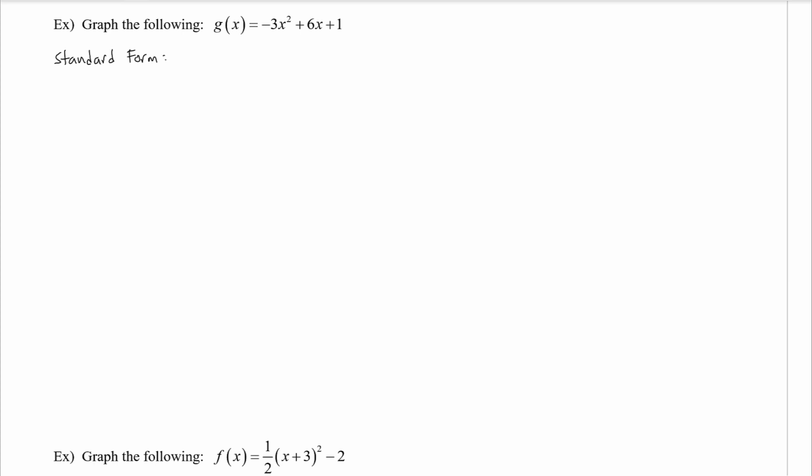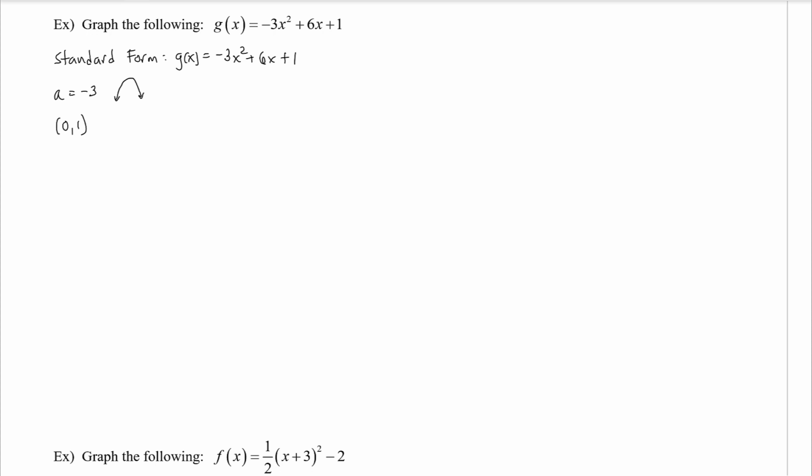We've got g of x is negative 3x squared plus 6x plus 1. Since it's in standard form, I immediately know that a is negative 3, so I immediately know that this parabola is going to open downward. I also know that the y-intercept is 0, 1, because if I plug in 0, I'm going to get y equals 1.